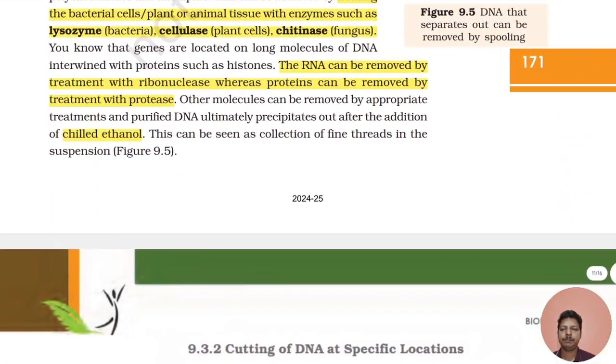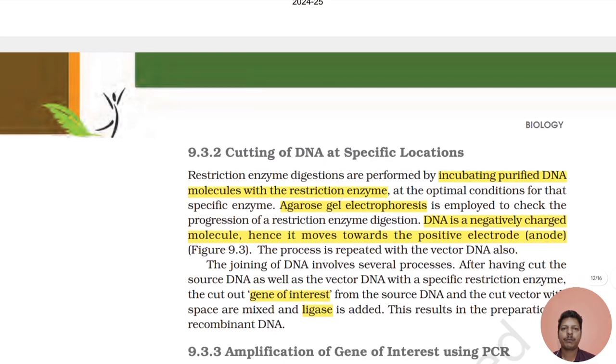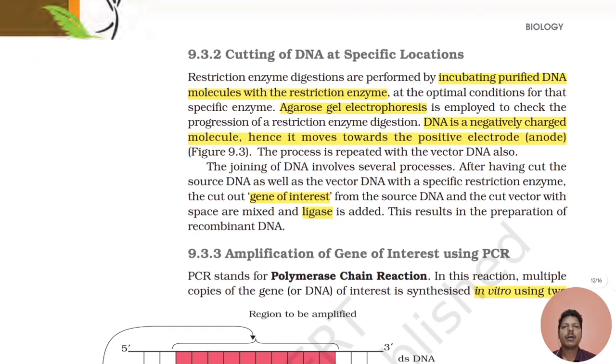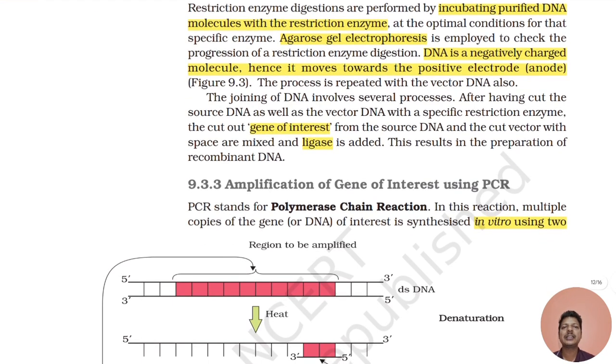Next, cutting of DNA at specific locations. Here restriction enzyme digestion is performed by incubating the purified DNA molecule with the restriction enzymes. Agarose gel electrophoresis is employed to check the progression of restriction enzyme digestion. DNA, which is a negatively charged molecule, moves towards the positive electrode, that is the anode. This process is repeated with the vector DNA also.